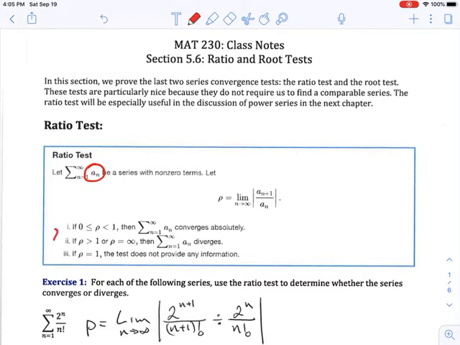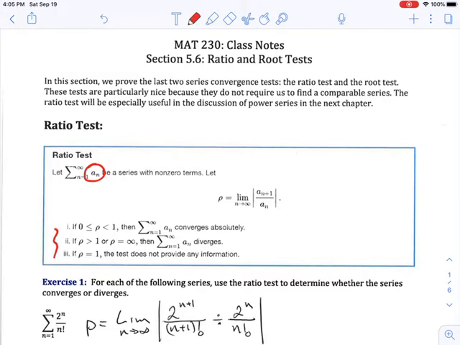And so we have three different outcomes. If rho is less than 1 but greater than or equal to 0, then the series converges absolutely. If rho is greater than 1 or is equal to infinity, then it diverges. If rho is equal to 1, it doesn't really provide any information whatsoever.